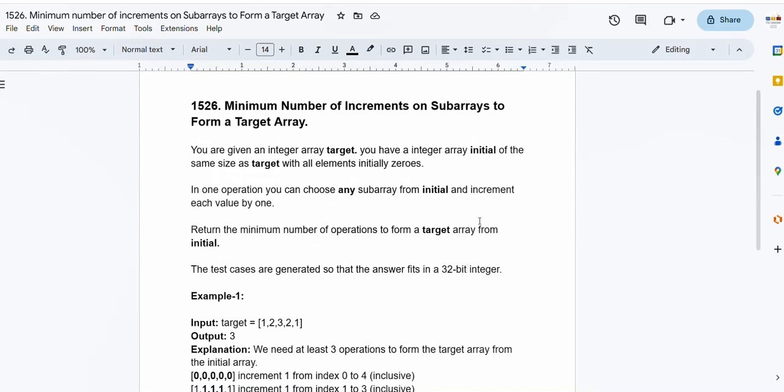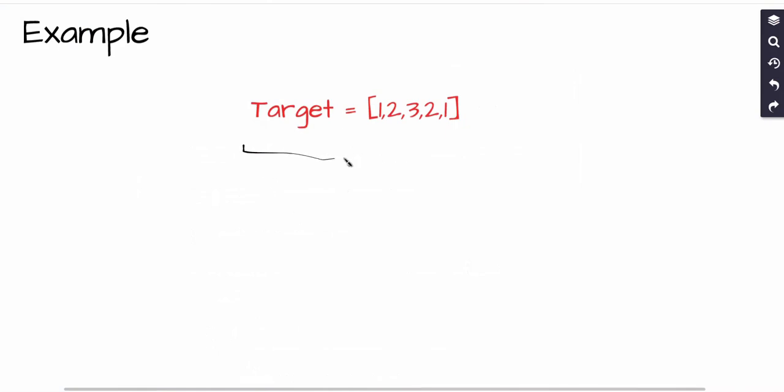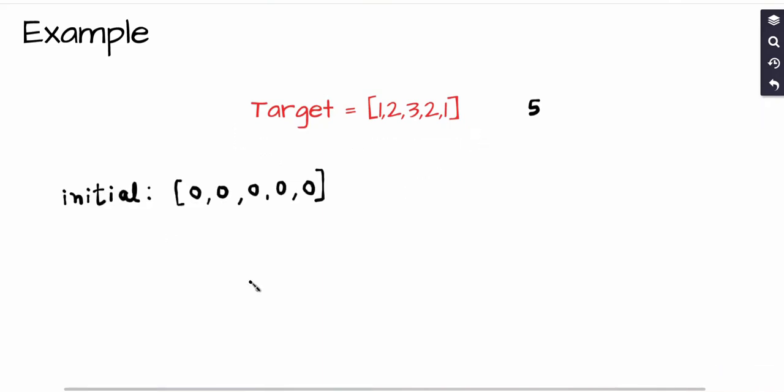So let's better understand the problem statement using an example. So here we have our target array. This example has been taken from the problem statement itself. In the input we are given this target array. The size of this target array is 5, and we want to generate this target array starting from the initial array. So this is my initial array containing 5 zeros, and I want to convert this initial array into the target array. And what type of operations can we perform?